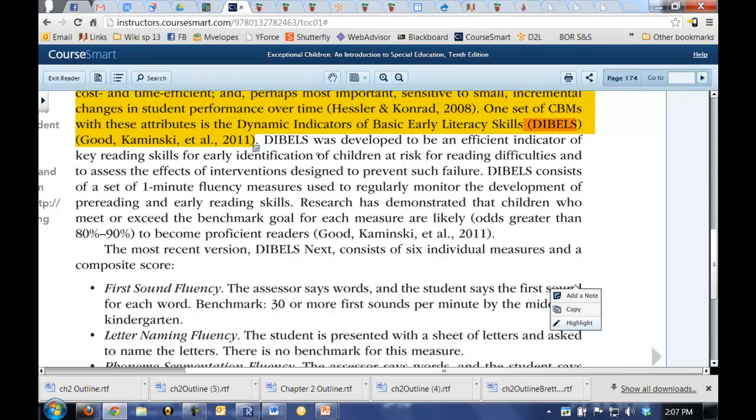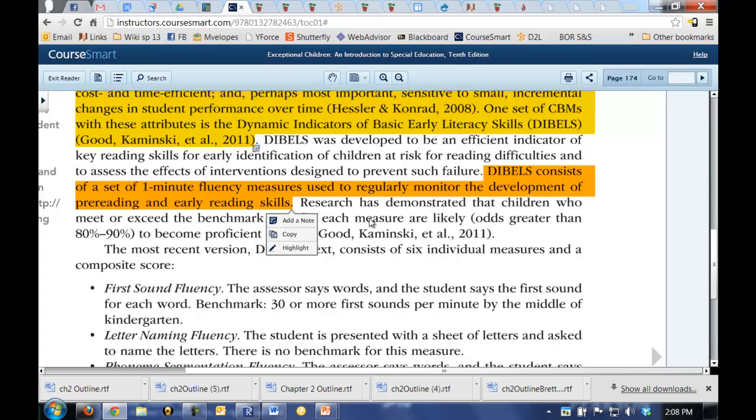And DIBELS was developed as an efficient indicator of key reading skills, for early identification of children, and this is for young kids, at risk of reading difficulties, and to assess the effects of intervention designed to prevent such failures. DIBELS consists of a set of 1-minute fluency measures used to regularly monitor and develop their pre-reading and early reading skills. So right there, that's what you've got to know about DIBELS.